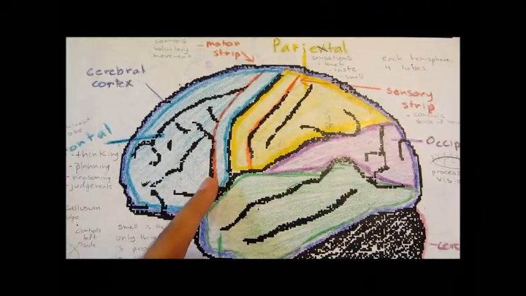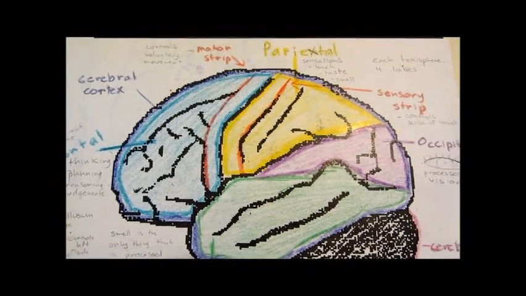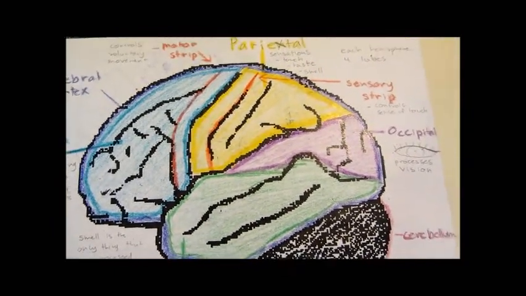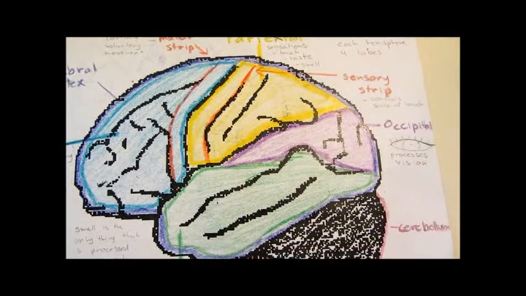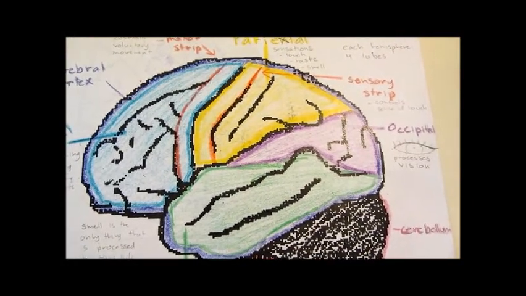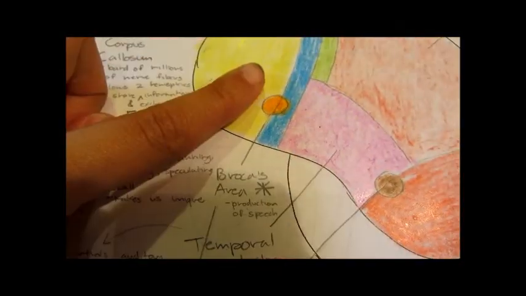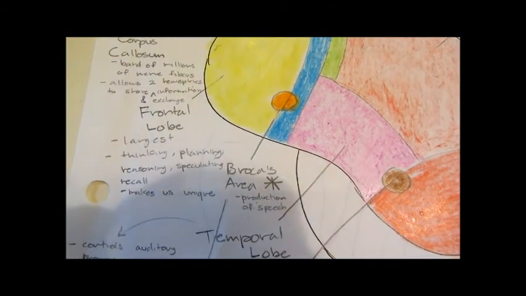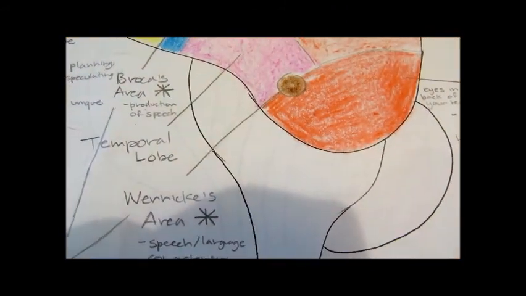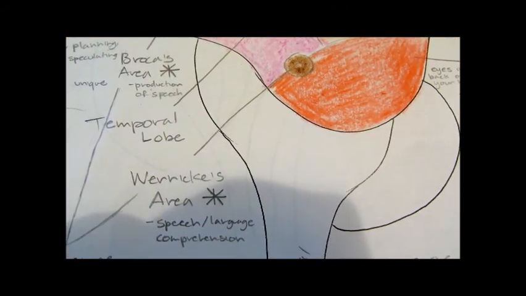This is the motor strip. It's a part of the frontal lobe, and it controls voluntary movement. This is the sensory strip. It's part of the parietal lobe, and it controls the sense of touch. This is Broca's area. It controls the production of speech, and this is Wernicke's area, and it controls speech and language comprehension.